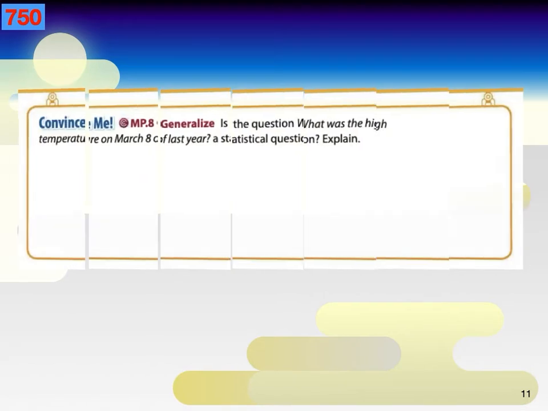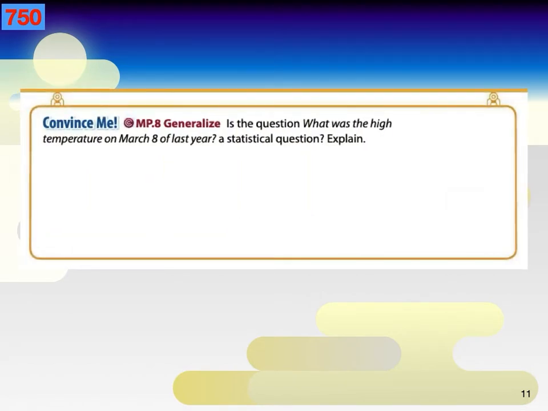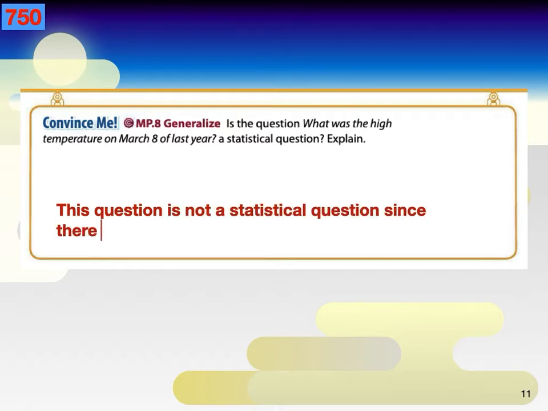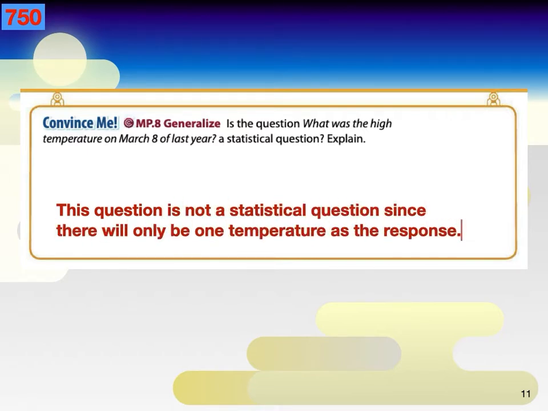Let's answer textbook page 750. Is the question, what was the high temperature on March 8th of last year, a statistical question? Explain. So this question is not a statistical question since there will only be one temperature as the response.